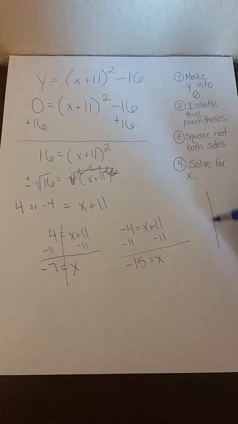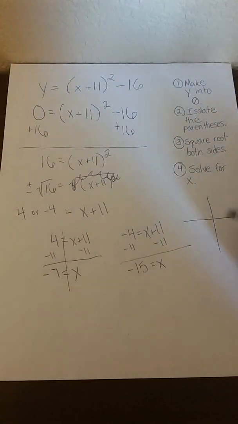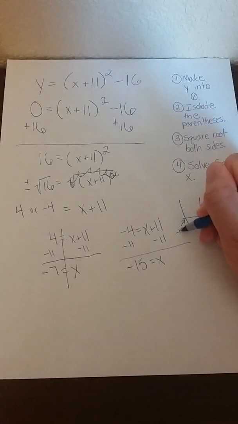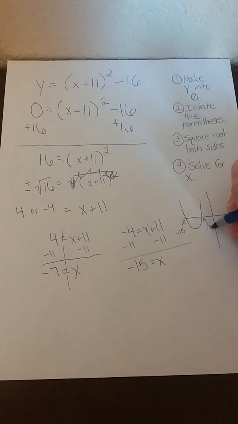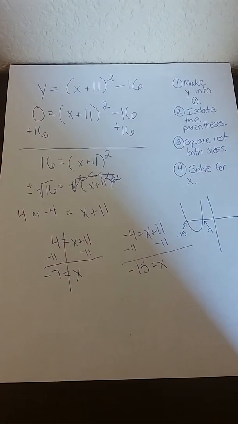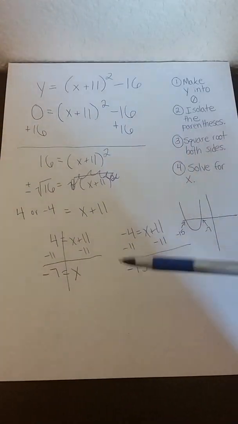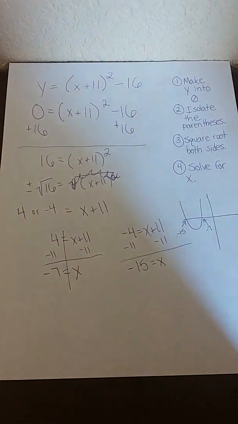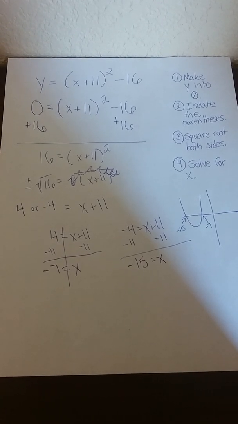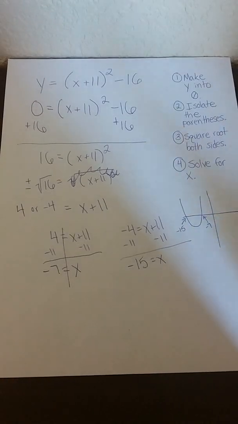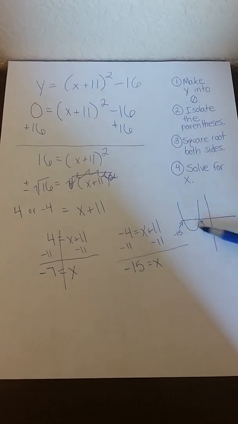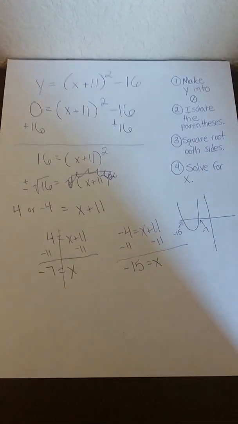What this really means is if I was graphing this, my parabola would look something like this, and this would be negative 15, and this would be negative 7. And that's what my parabola would look like, because these are my x-intercepts. Now, remember I said you could have one x-intercept, two x-intercepts, or no x-intercepts. This is an example with two x-intercepts. I wound up with 2 answers, so I have 2 places where it crosses the x-axis.